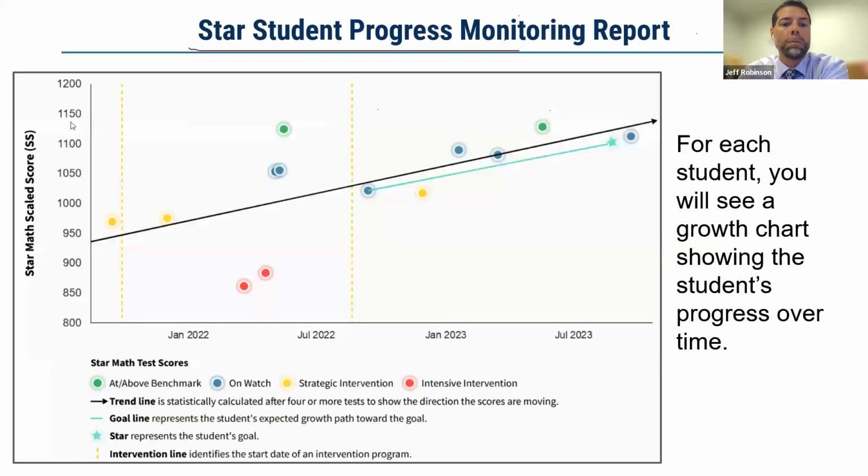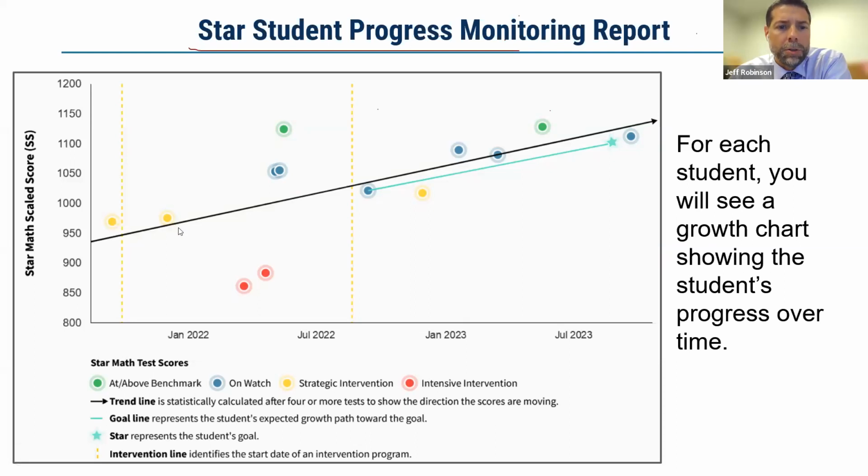Okay, so this is an example of what the progress monitoring report would look like. I picked one that's got lots of data. If you set a goal and start progress monitoring next week, you're not going to have as many data points, but I just wanted to illustrate the point here. So let's walk through what this report is showing. On the y-axis, we have the scale score. On the x-axis, we have different time periods. We are looking at this report, in this case, over a year.